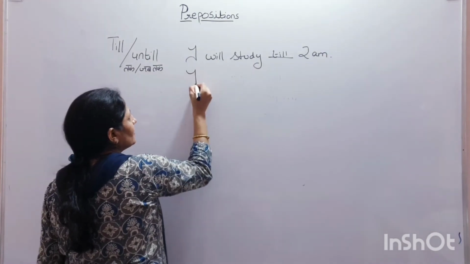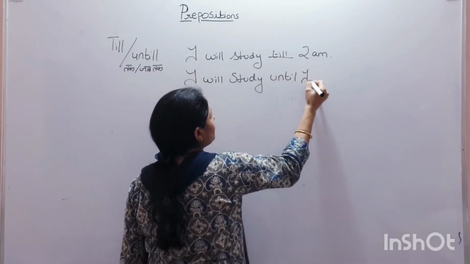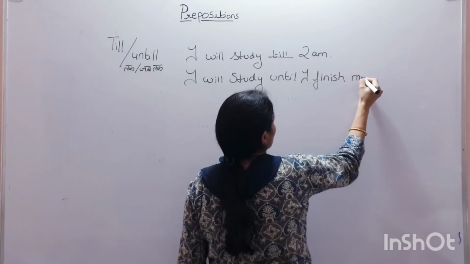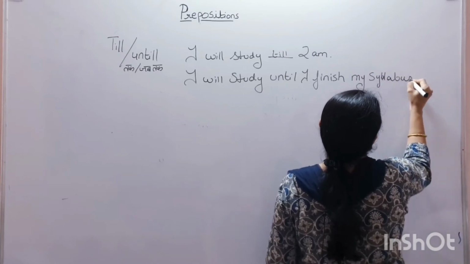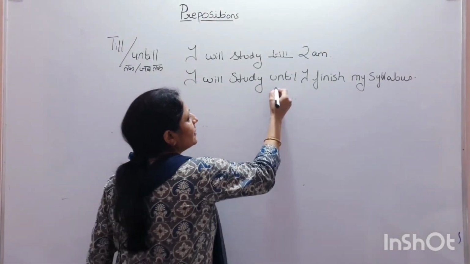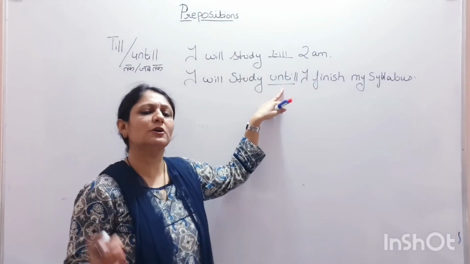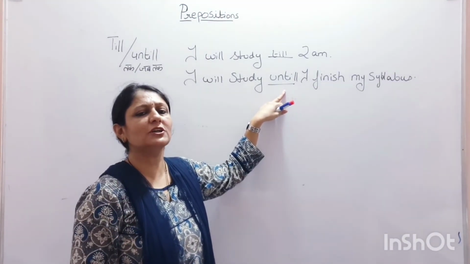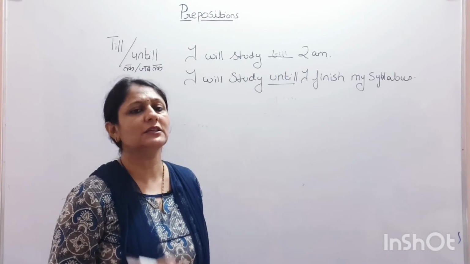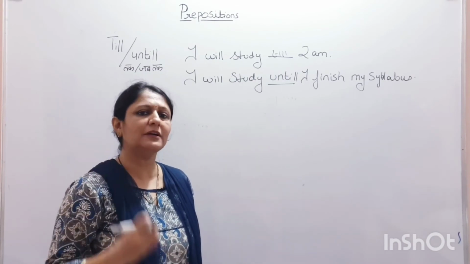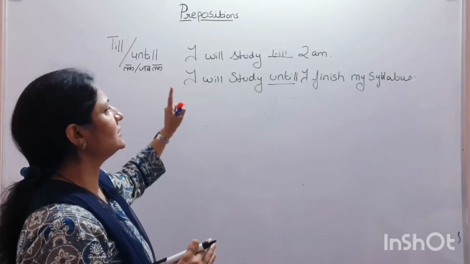But if I say I will study until I finish my syllabus, this means I will study until my syllabus gets finished. That means अगर 12 बजे तक ख़त्म हुआ तो 12 बजे तक पढ़ूंगी. अगर 2 बजे तक ख़त्म हुआ तो 2 बजे तक पढ़ूंगी. Here time doesn't matter. My purpose of studying matters कि जब तक मेरा टॉपिक, जब तक मेरा चैप्टर या जब तक मेरा सिलेबस ख़त्म नहीं होगा, मैं पढ़ना बंद नहीं करूँगी. So this is till and until.